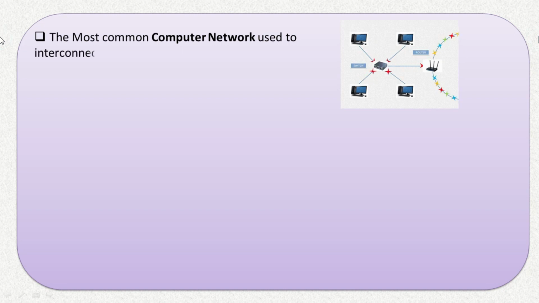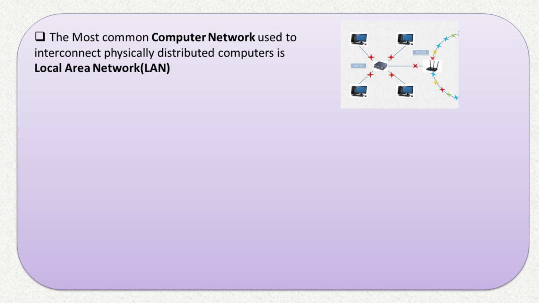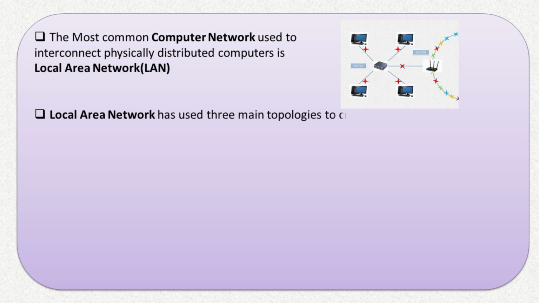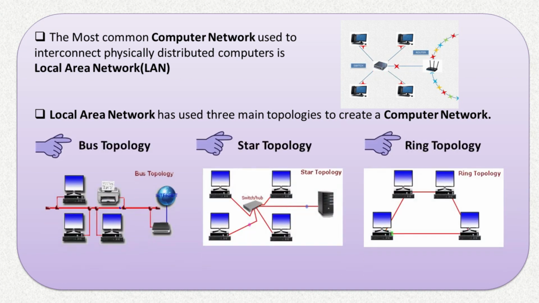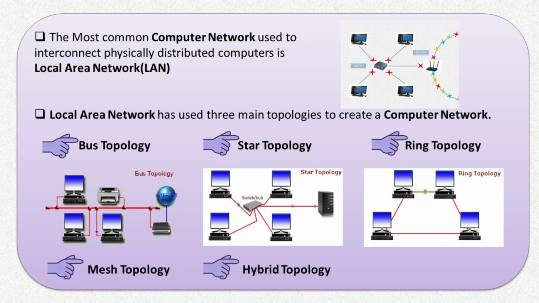The most common computer network used to interconnect physically distributed computers is the local area network. Local area network has three main topologies to create a computer network: bus topology, star topology, ring topology. And more other topologies are mesh topology and hybrid topology.